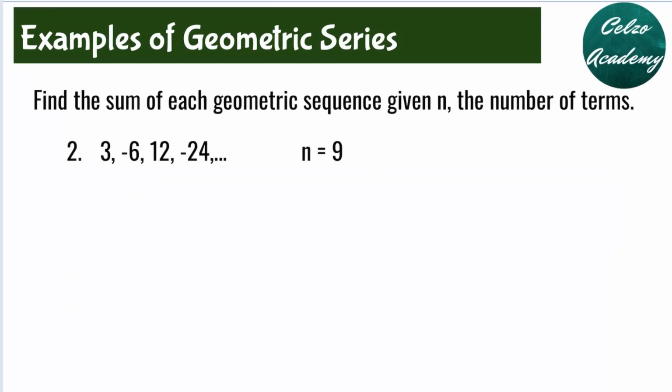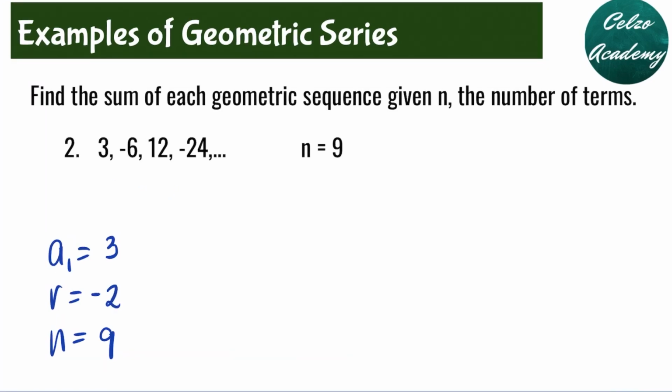Question number 2. Find the sum of the geometric sequence 3, negative 6, 12, negative 24 when n is equal to 9. So first we need to identify our a sub 1, r, and n. Our a sub 1 is 3 and n is equal to 9. What do you think is the common ratio? Common ratio can be obtained by dividing negative 6 divided by 3, or 12 divided by negative 6, or negative 24 divided by 12. And that is negative 2. So the common ratio here is negative 2.